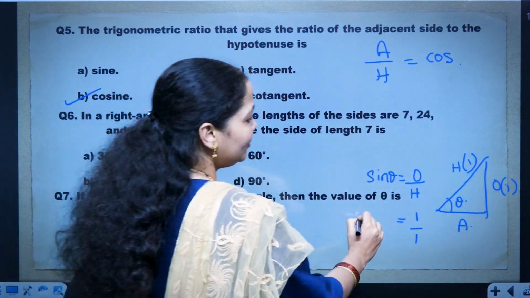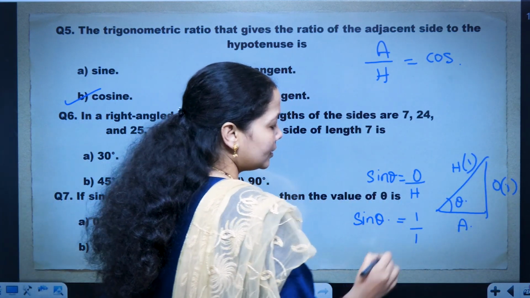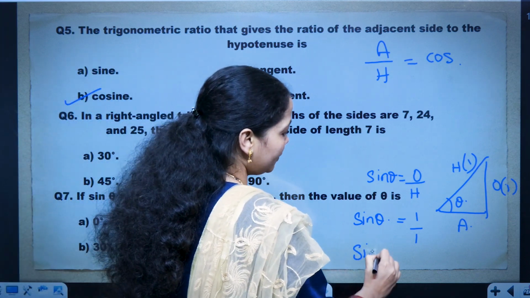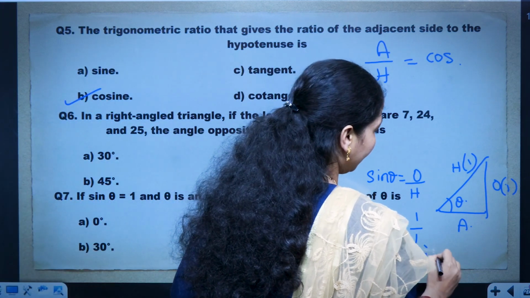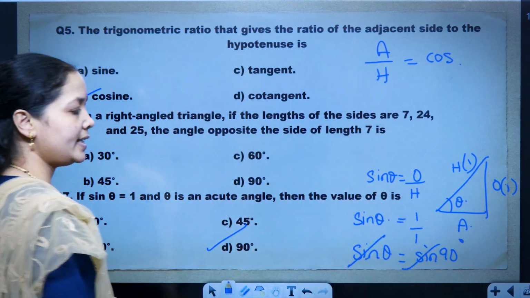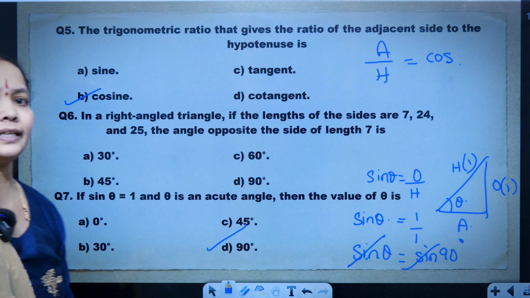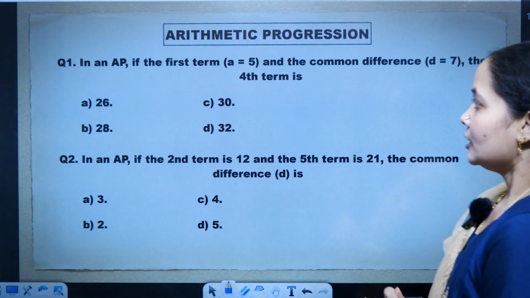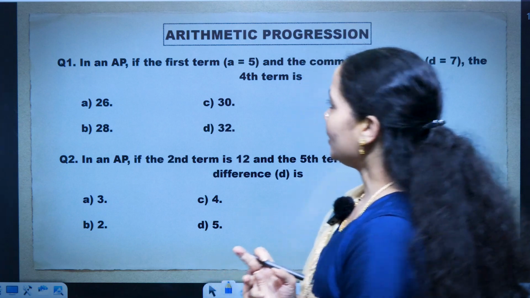When is my sine angle 1? If I go for the finger projection, sine 90 is 1. So sine of theta equals sine 90 degree. Therefore, sine is getting cancelled, and option D, which is theta equal to 90 degree, will be the right answer here. Next, in the next chapter, we'll be covering arithmetic progression.